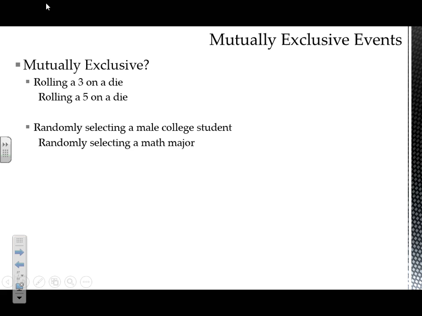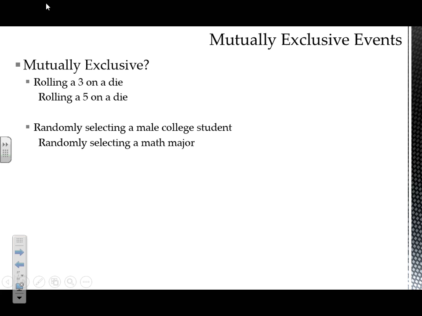So let's go through a couple examples here. Your job is to determine if the events are mutually exclusive or not, or if they're disjoint or not. So if I roll a die, would rolling a 3 on a die and rolling a 5 on a die be mutually exclusive? What you have to ask yourself is when you roll one time, can you roll a 3 that is also a 5? No. Either you roll a 3 or you roll a 5. There's no number that's both. Okay? So these would be mutually exclusive.